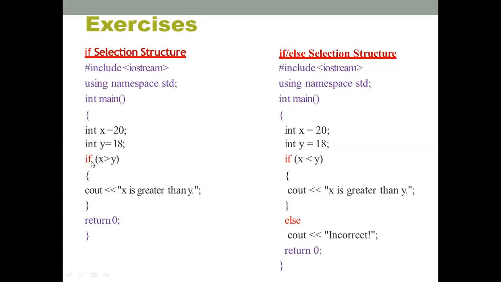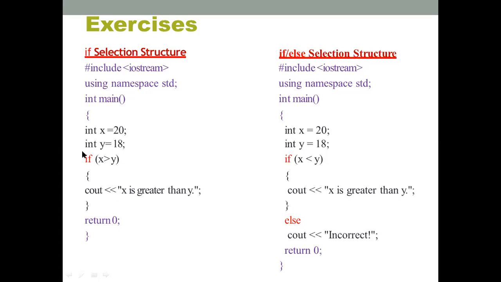So the condition says that if x is greater than y, then the program will check the condition. The value of x is 20, y is 18. So the condition is true, so the output will be "x is greater than y". But let's say if you change this to x less than y, there won't be any result.